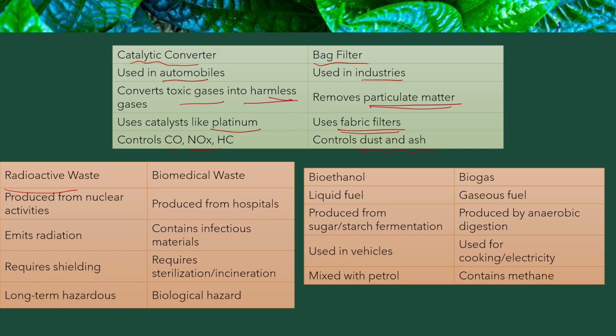Next is radioactive waste and biomedical waste. It is produced from nuclear activities. It is produced in hospitals. It emits radiations, as you may have seen, and it contains infectious materials. Requires shielding, requires sterilization or incineration. Sterilization means like sanitization. You have to clean it properly because it contains infectious material. It can lead to long-term hazards and it could lead to biological hazard.